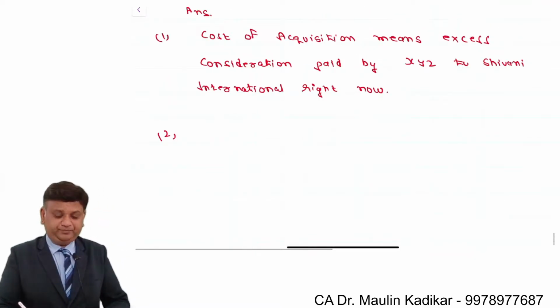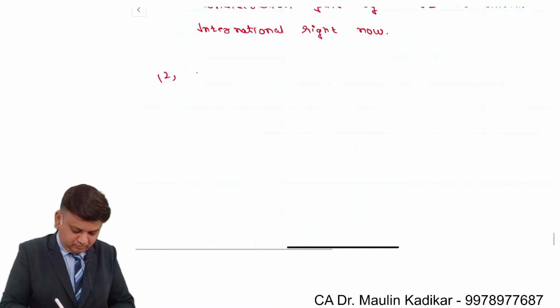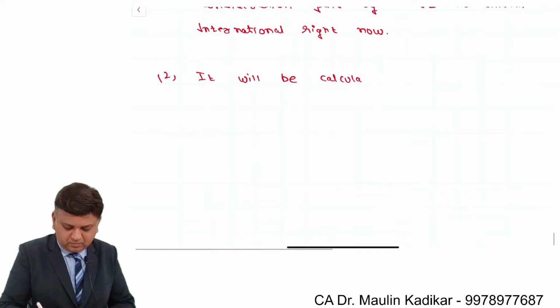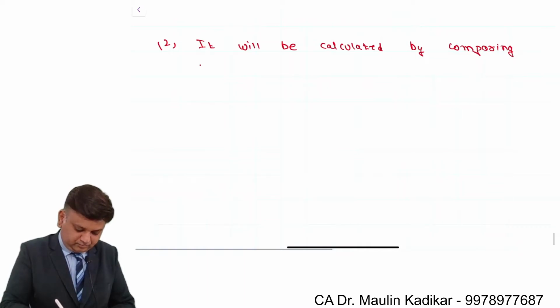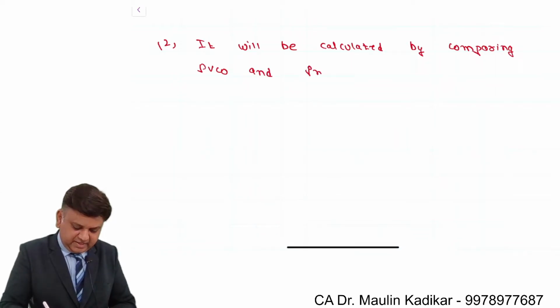Second point, it will be calculated by comparing present value of cash outflow and immediate cash inflow.